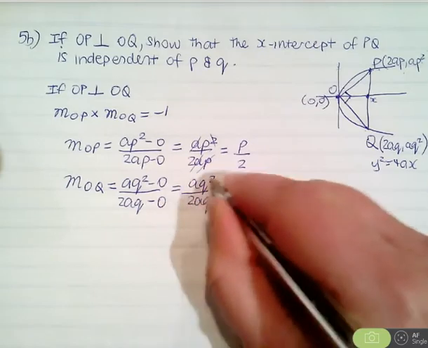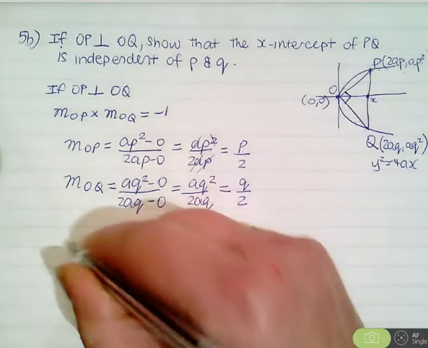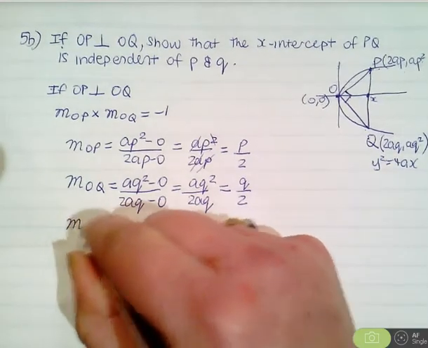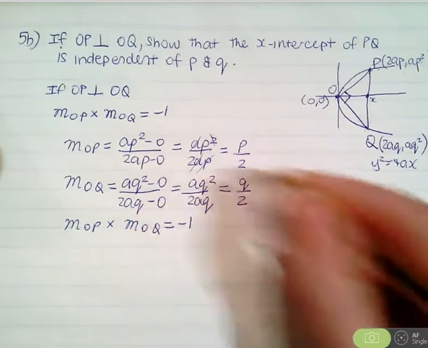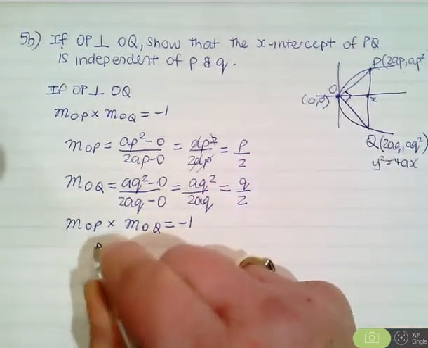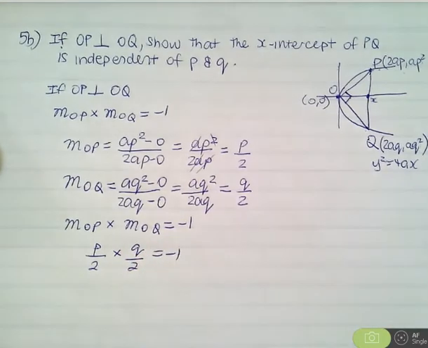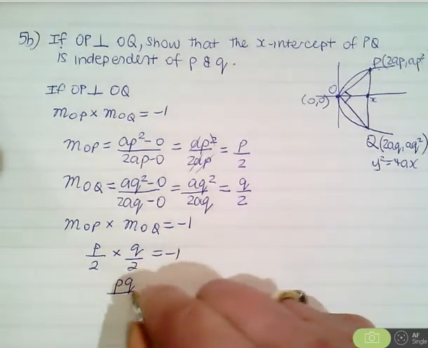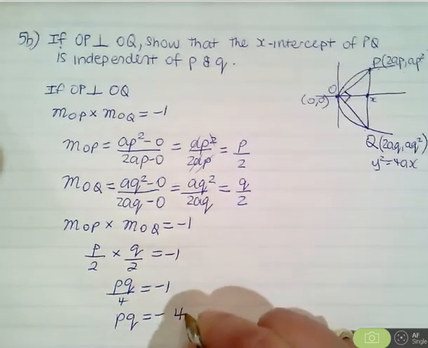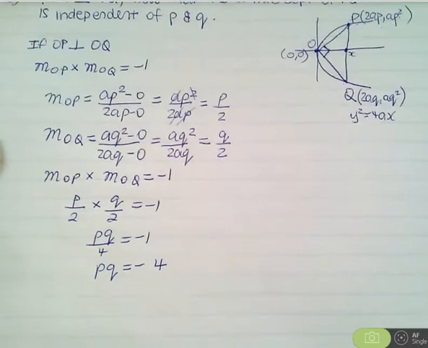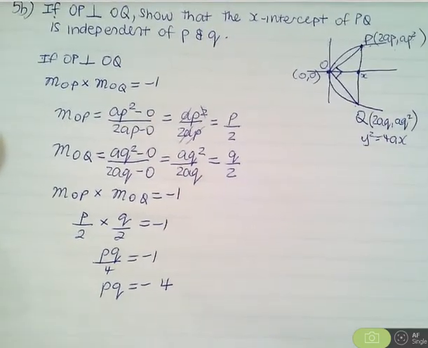And cancelling out the A's and one of the Q's, you get Q over 2, which is what we said we would get. Now, we know that the gradient of OP times the gradient of OQ is -1 because they're perpendicular lines. Therefore, we can say that P over 2 times Q over 2 is -1. That means that PQ over 4 is -1, which means that PQ is -4.